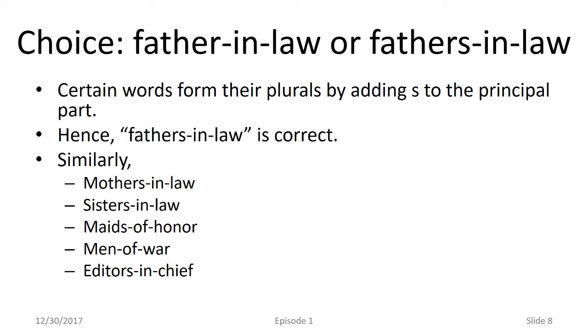Okay, out of these, father-in-law and fathers-in-law, we are going to see which one is correct and in use. There are certain words which form their plurals by adding s to their principal part. Hence, fathers-in-law is correct. And similarly, mothers-in-law, sisters-in-law, maids of honor, men of war, and editors-in-chief are correct, and not the other way around. Mother-in-laws, we cannot say that, it is completely incorrect.